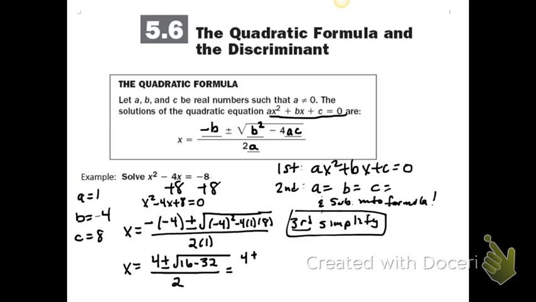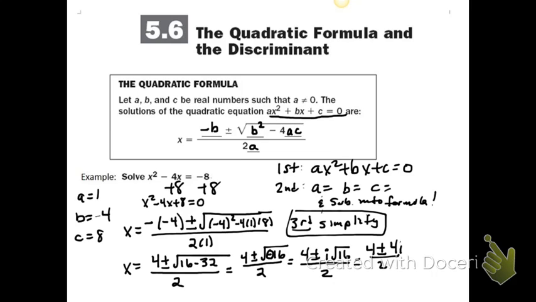I have 4 plus or minus the square root of 16 minus 32, which is negative 16, all of that over 2. Notice how I have a negative inside of the radical. So what I'm going to do is I'm going to pull an i out. So I have 4 plus or minus i radical 16 over 2. Now this actually turns out to be not so bad because the square root of 16 is nice. It's just 4. So I have 4 plus or minus 4i over 2.